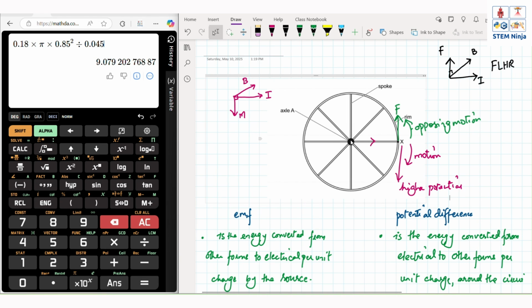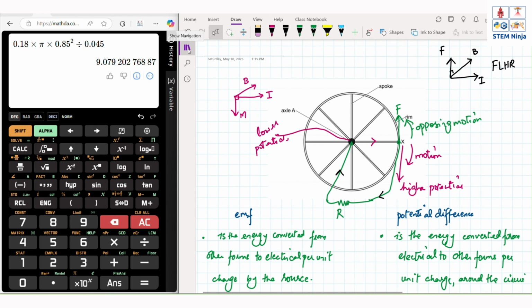And this is at lower potential. Which further means that if we were to connect these 2 points with a circuit, this is your R over here, the current would continue flowing in this direction and go back like this. So this is what the question is asking. So we go back and answer this.